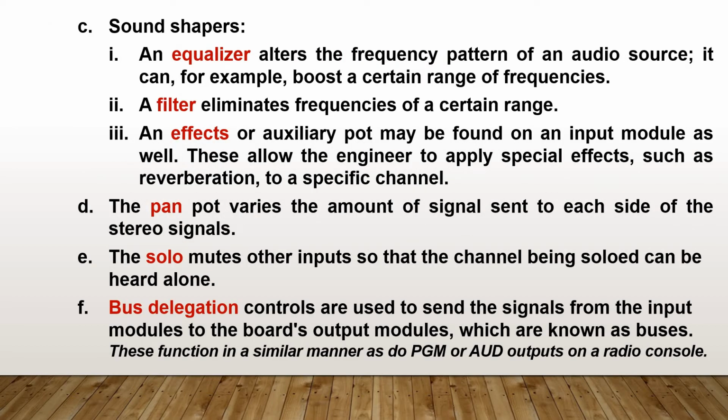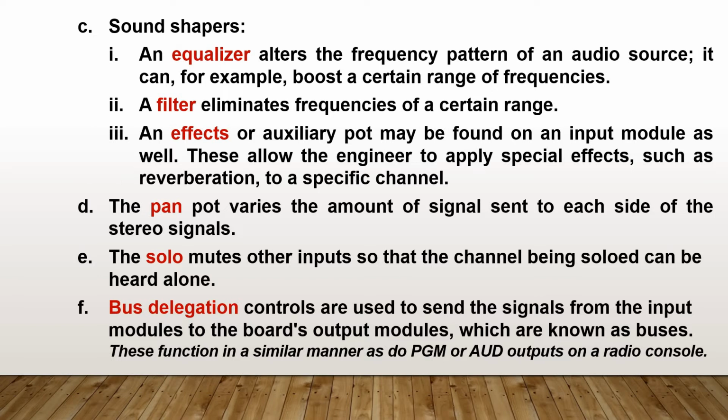Sound shapers. An equalizer alters the frequency pattern of an audio source. It can, for example, boost a certain range of frequencies. This allows for differences in low, mid, and high pitch, for example, to be able to balance those out to create a certain type of quality of sound. A filter will eliminate frequencies of a certain range. This is really helpful for perhaps taking out room noise or some kind of a hum or something like that.